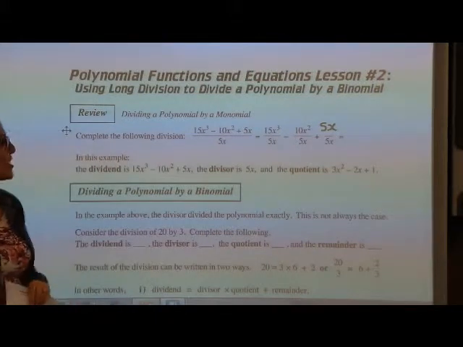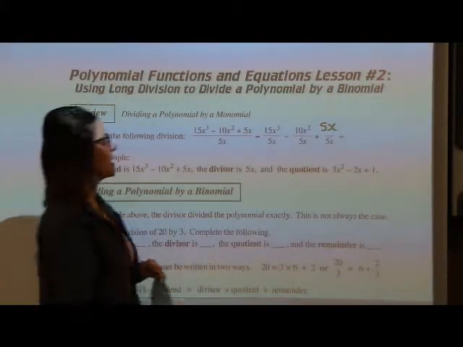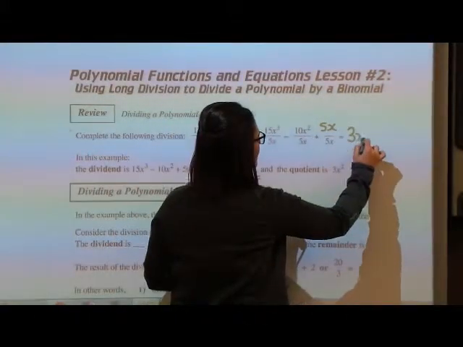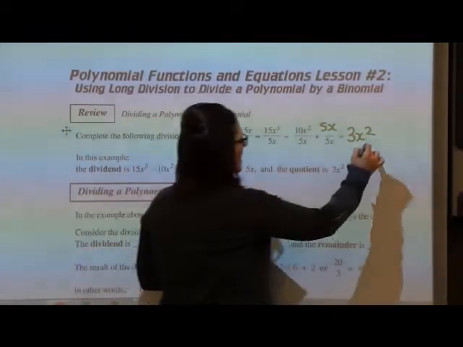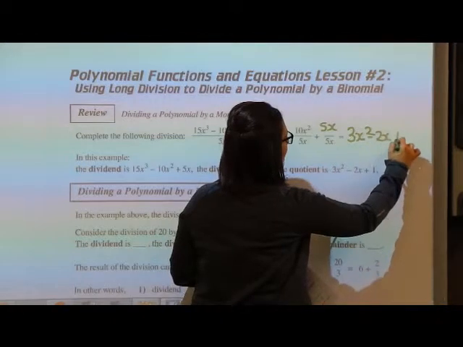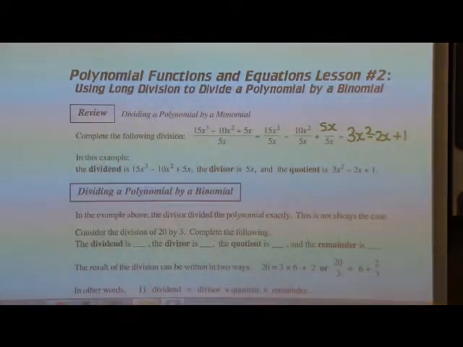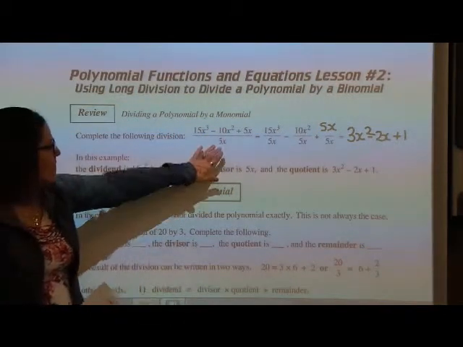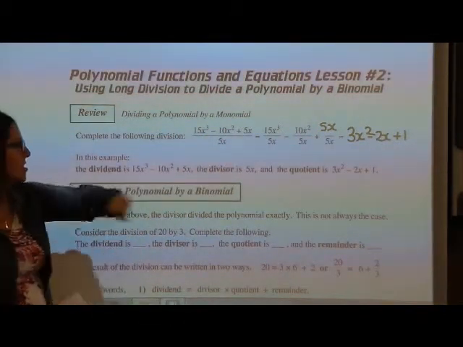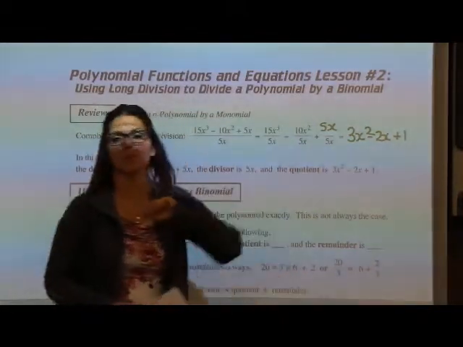So 15x cubed divided by 5x would give me 3x squared. Negative 10x squared divided by 5x would give me negative 2x. And then 5x divided by 5x would give me 1. So when we do this, we have certain parts. We have the dividend, which is the value that I started off with, 5x, which is the divisor, and then the quotient is my answer.